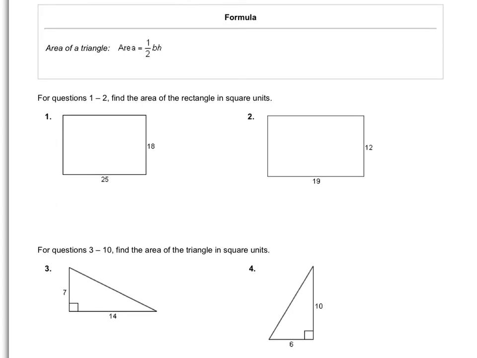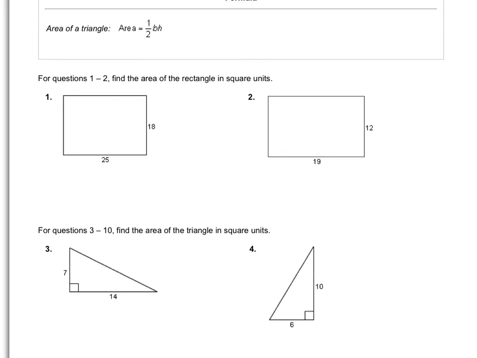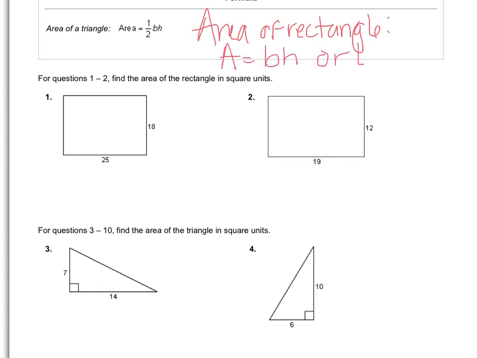So for the checkup, I'm finding the areas of some rectangles, some triangles. Remember, the area of a rectangle, the formula is not here. So let's write it in. Area of a rectangle is area equals base times height or length times width, either one. So to find the area, I would do 25 times 18, and that's going to give me 450.